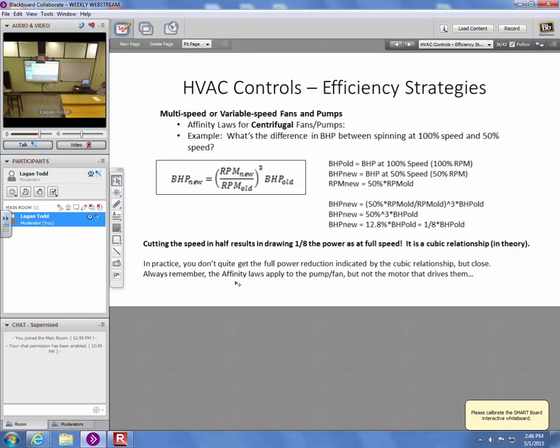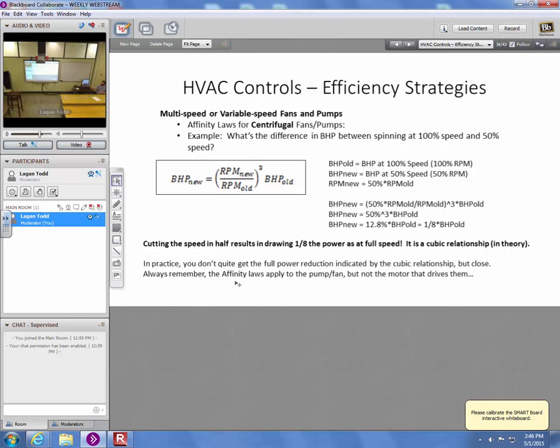I'm impressed that you know that. That's something I see engineers even miss on a regular basis, like energy engineers, when they do these calculations of how much you save. So it's a really good point. What he's saying is, this law applies to the fan or the pump itself, not the motor that's attached to the fan or the pump.